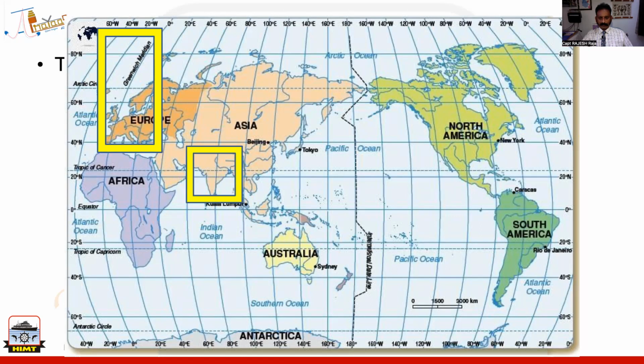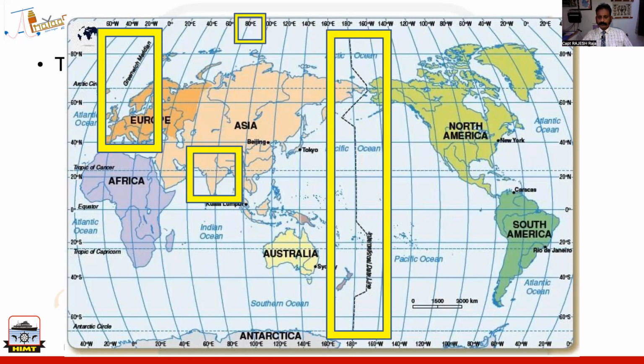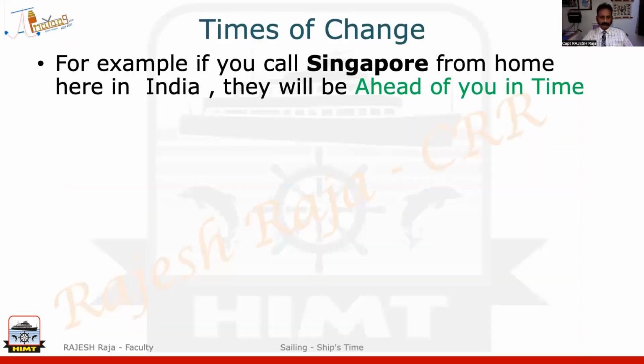So, and then I have referenced one more important feature, which is your international date line. I'll be talking about it a little bit later. So in this picture, let us say you are calling from India. If you are calling someone in Australia, you will see he's ahead of your time. And if you call someone in Europe, he's behind your time. And this is what exactly I mentioned with the example of Singapore.